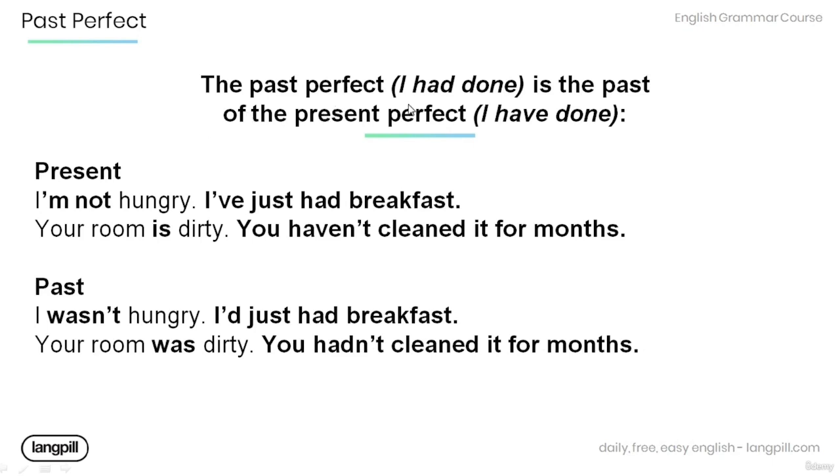Note that the past perfect I had done is the past of the present perfect I have done. Have a look at the differences below. Present. I'm not hungry. I've just had breakfast. Your room is dirty. You haven't cleaned it for months. Past. I wasn't hungry. I just had breakfast. Your room was dirty. You hadn't cleaned it for months.